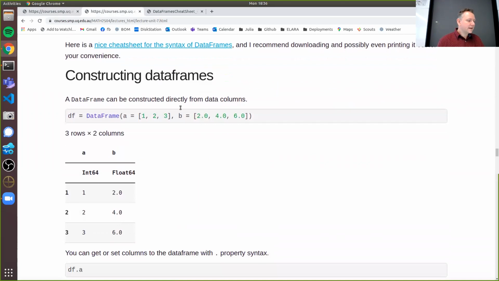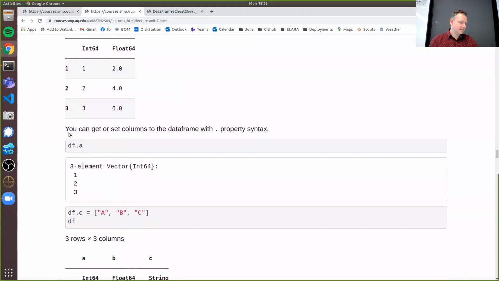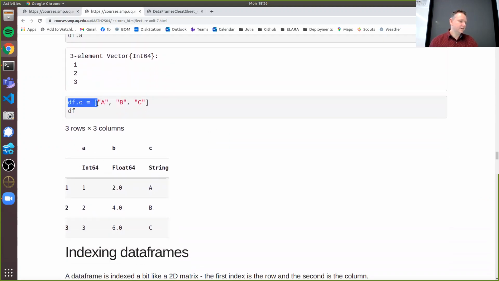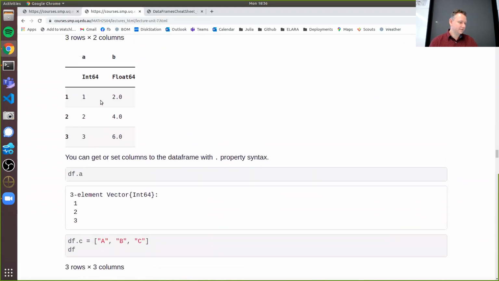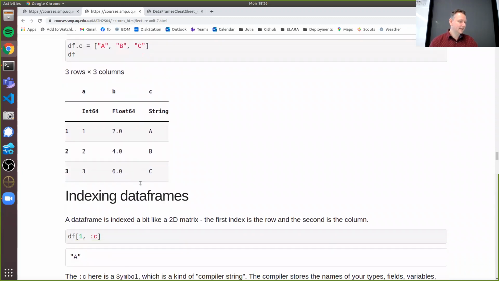Okay, so data frames are constructed pretty easily. You just throw a bunch of columns at it like this. And the way the columns are indexed, you just get them like I showed you before with the dot, which gets a property. So you can create new columns by setting properties. So now it was a 2-column table. Now it's a 3-column table because I defined C.